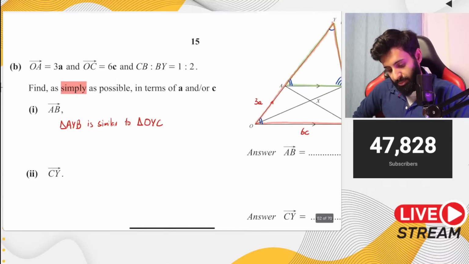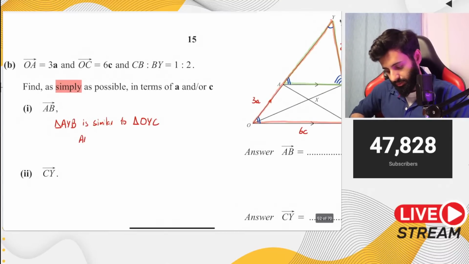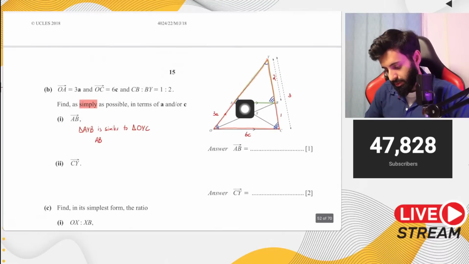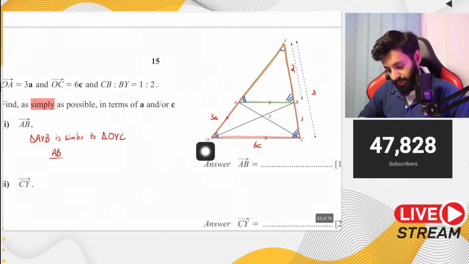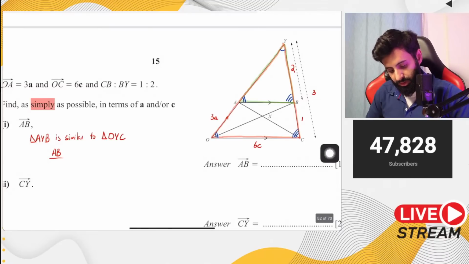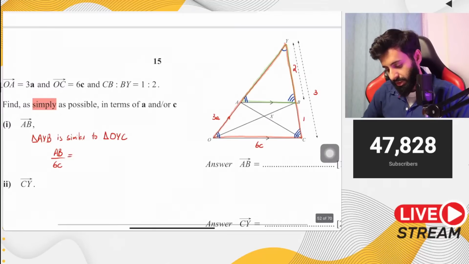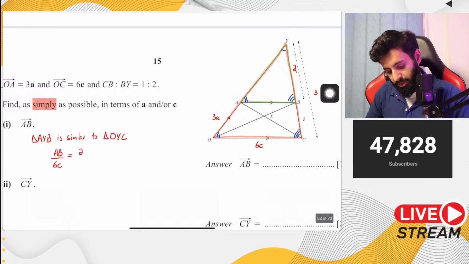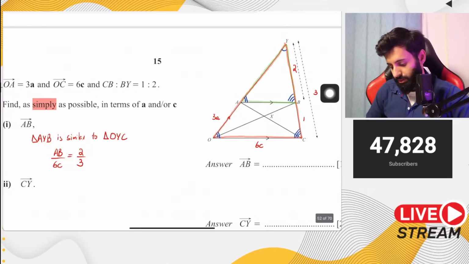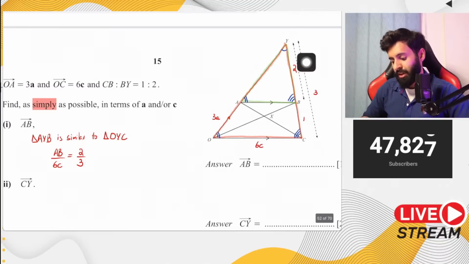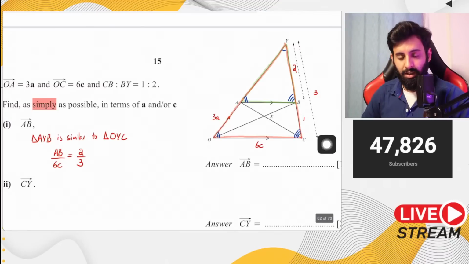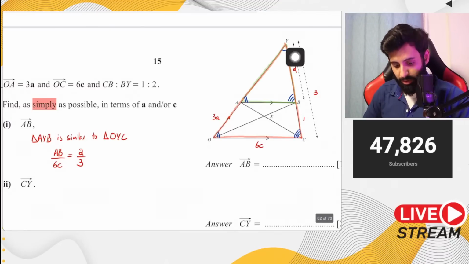Okay, so that means AB, which is this length, the base of the smaller triangle, divided by the base of the larger triangle, which is OC, and that's equal to what? That's equal to 6C. Now these two bases are going to be in the ratio 2:3. The base of the smaller triangle divided by the base of the larger triangle is going to be in the same ratio as any other two corresponding lengths.